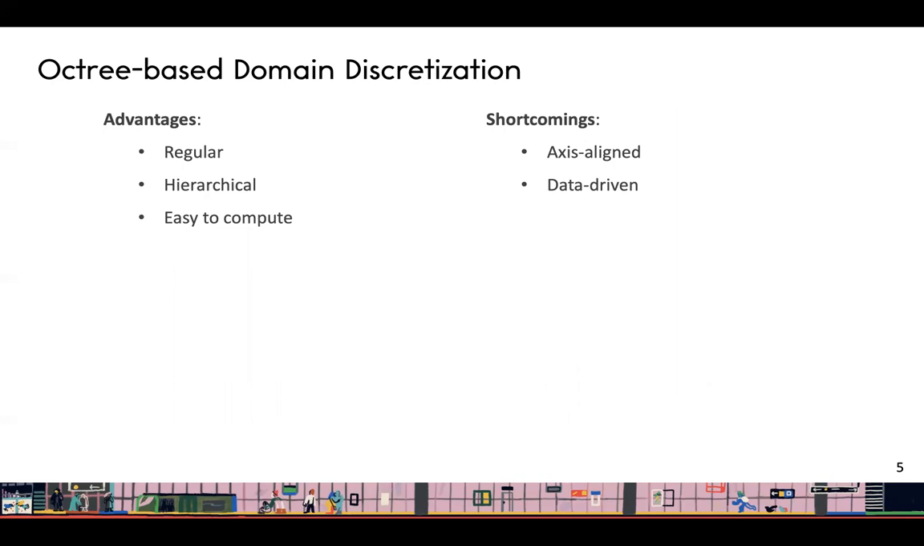However, it is axis aligned. When features are not aligned with octree edges, the reconstructed surface has more artifacts, and it is data-driven, which is not suitable for several cases. Here we show three failure cases caused by the discrete domain.